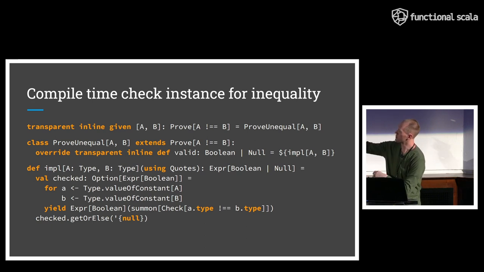And all we do is we just summon this check that we've already written. And that's the runtime check, but we're summoning it at compile time. And remember, that's just a Boolean. So we execute it at compile time. If we're able to get an option out of that, then we use it.